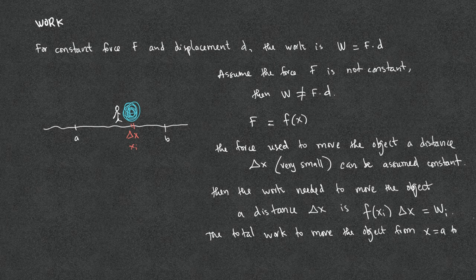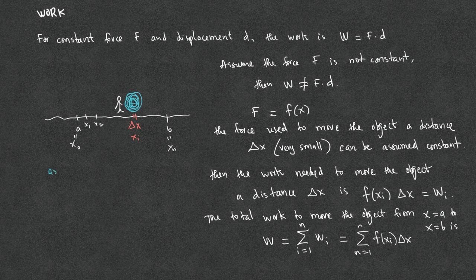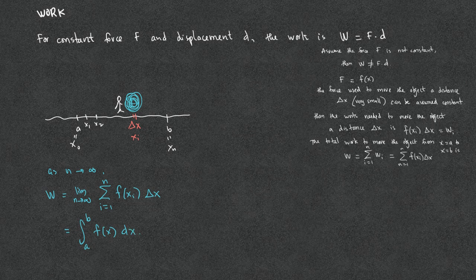The total work needed to move the object from x equals a to x equals b is W equals the sum of all of these wi, each wi being the work needed at xi, as i goes from 1 to n. This is the sum as i goes from 1 to n of f of xi times delta x. As n goes to infinity, we recognize that this is the Riemann sum, which is the definite integral of f of x dx as x goes from a to b. This result is also true even if the force is not constant.